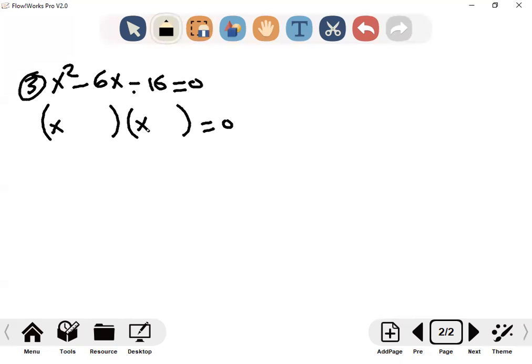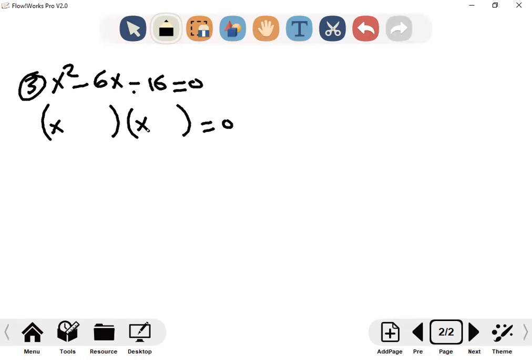2 times 8 is 16, 16 times 1 is 16, 4 times 4 is 16, 8 times 2 is 16. So we have three choices of pairs of numbers to get 16, right? But which of them, if you add or subtract, gives you 6 or negative 6?